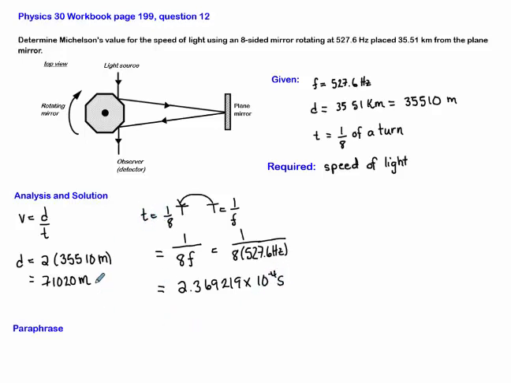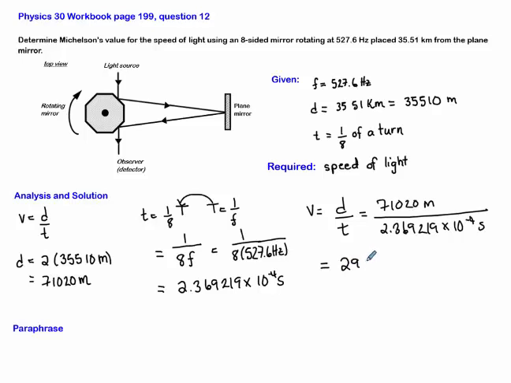We know the distance, and we can put it all together. v equals distance over time, to equal 71,020 meters, all over 2.369219 times 10 to the minus 4 seconds. And we know we got it right. We got meters over seconds, or meters per second, for our speed. And if we put that into the calculator, we get this really big old number.